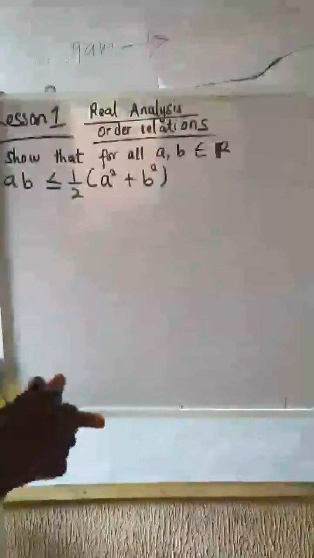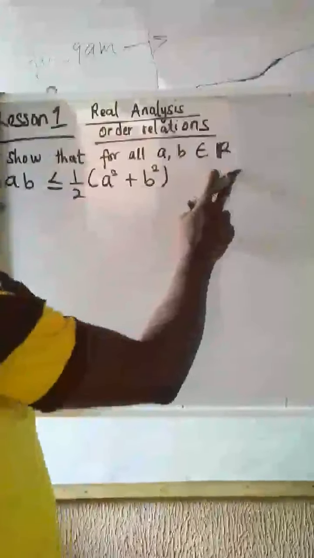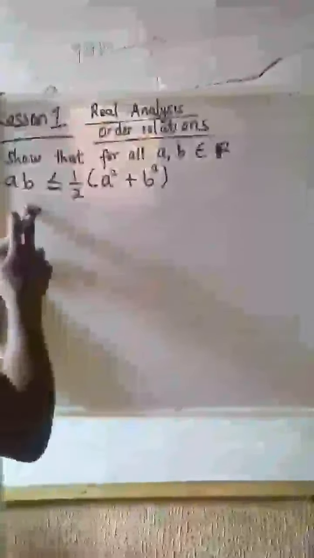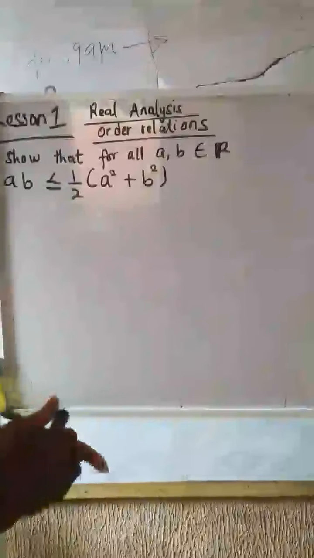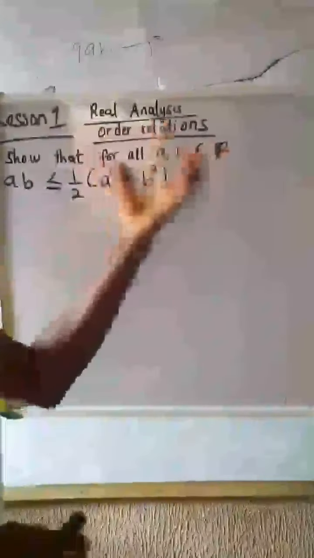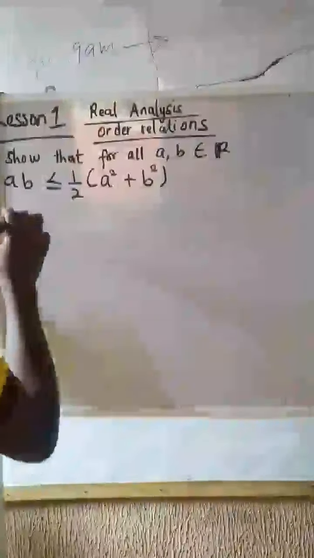You have to show that for all a and b, which is an element of R, meaning real numbers, ab is less than or equal to 1 over 2 (a squared plus b squared). Now we have to show that this is true for all real numbers. One thing about real numbers is that we have to be very, very creative. We have to think.